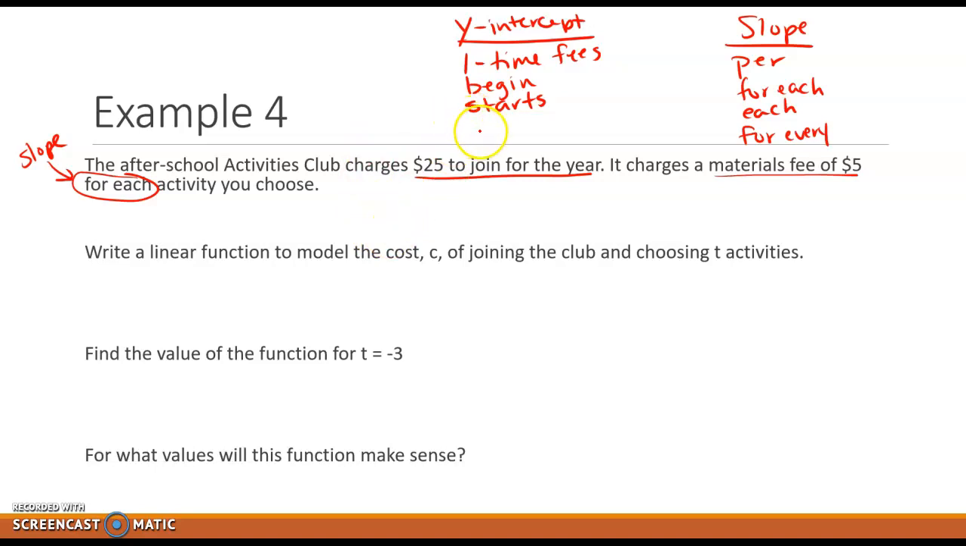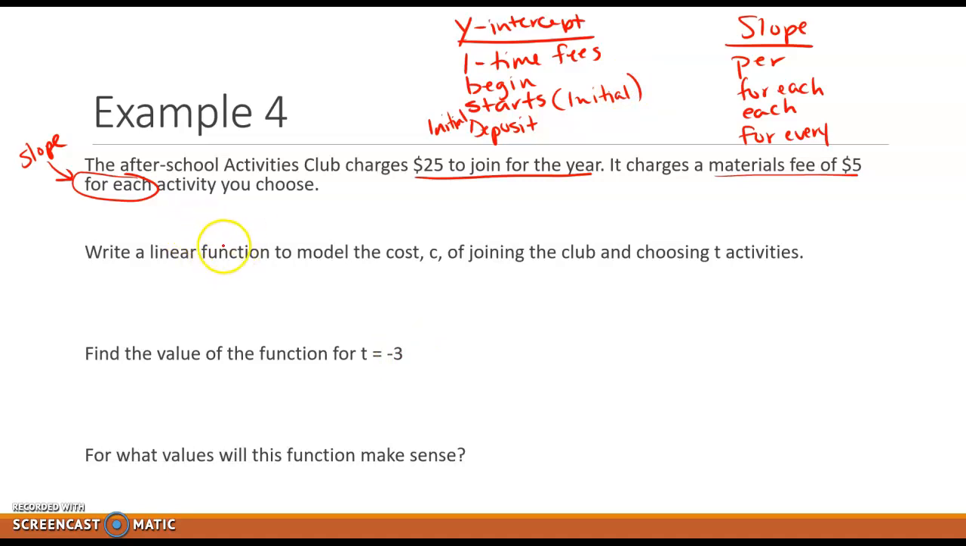Depending on the money problem, if we're depositing stuff, like our initial deposit, that could be a y-intercept, and the keyword there is initial. Initial means to start. So initial is another word for start. Okay, so enough about keywords.